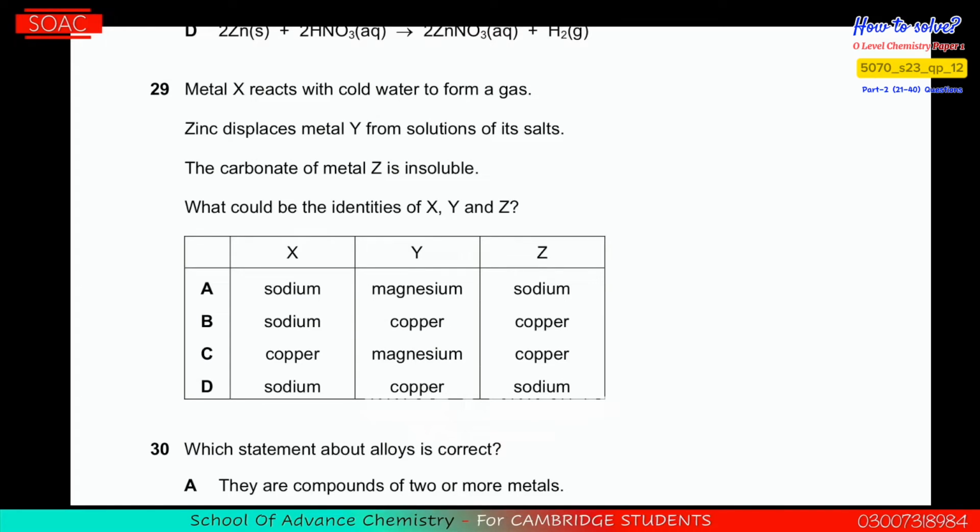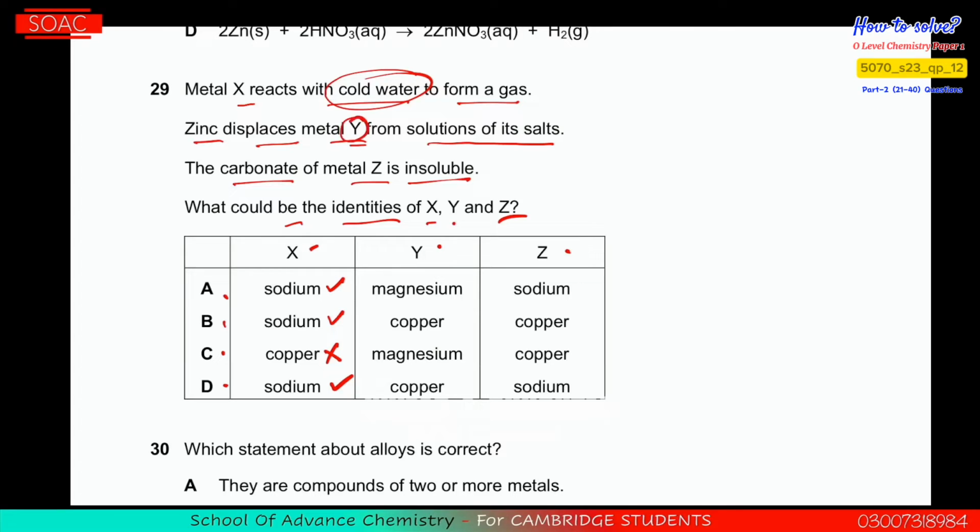Question number 29. Metal X reacts with cold water to form a gas. Zinc displaces metal Y from a solution of its salt. The carbonate of metal Z is insoluble. What could be the identities of X, Y, and Z? Column X, column Y, column Z, options A, B, C, D. Coming to X with the 4 options, it must be a highly reactive metal. So it may be sodium, not copper.